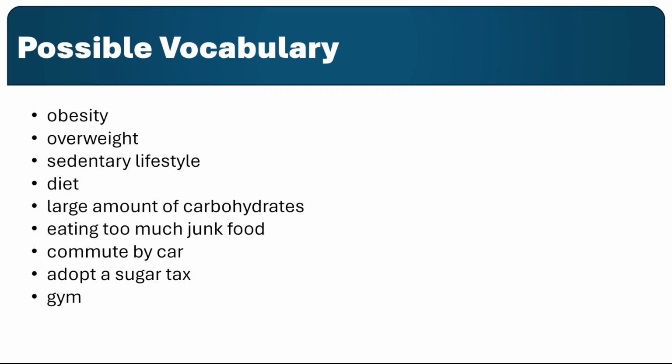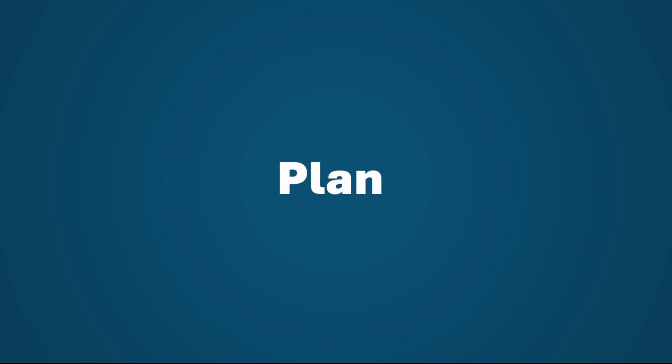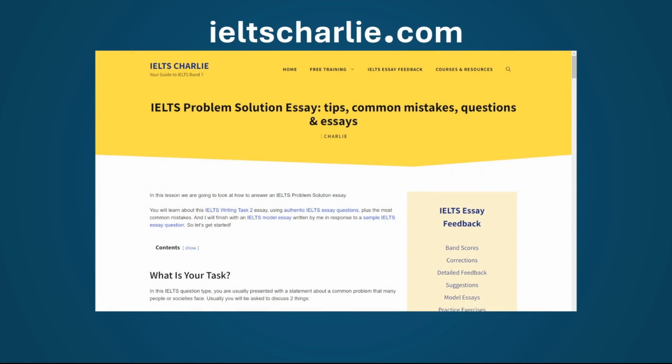So when you see a task, it's a good idea to brainstorm some words and phrases which you think might be useful when you start to write your essay. This will also help you to think about your main ideas for when you plan your essay. So you might want to talk about junk food or commuting or adopting a sugar tax when you come to write your essay. But as always, when I advise people to write IELTS Writing Task 2 essays, you must start by planning your essay, especially if you want to have a high band score in IELTS writing.